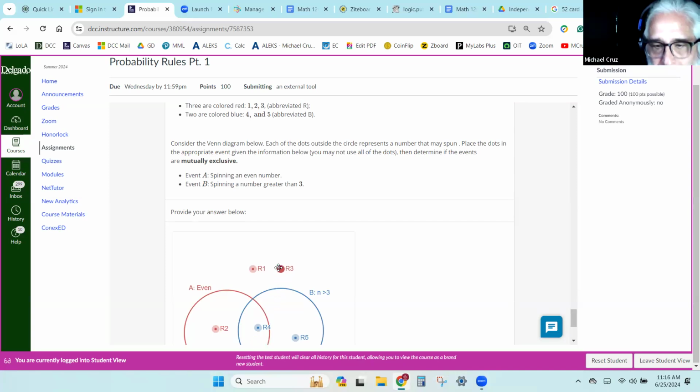So those are odd. So they can't be in even and they can't be in blue greater than 3. Yeah. So this should be it. Let's double check.